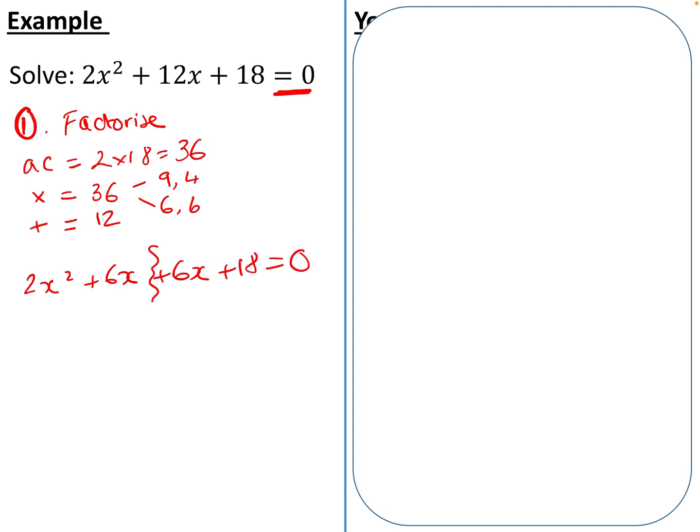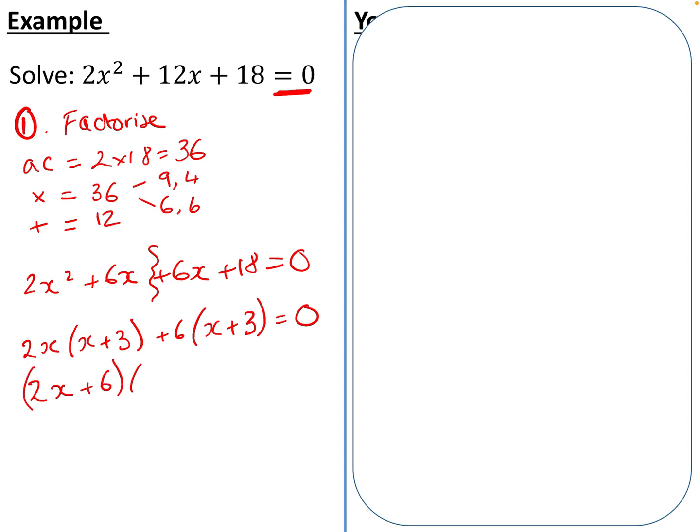Now I want to factorise in two halves. I'm going to take out 2x from this side, leaving me with x plus 3. And for the second half, I'm going to factorise out 6. Okay, remembering to keep that equal 0 there so that we haven't changed the question that we started with. We're just looking at it in a slightly different format. Now I want to factorise this fully by splitting it up into brackets. So I get 2x plus 6 and x plus 3 equals 0.